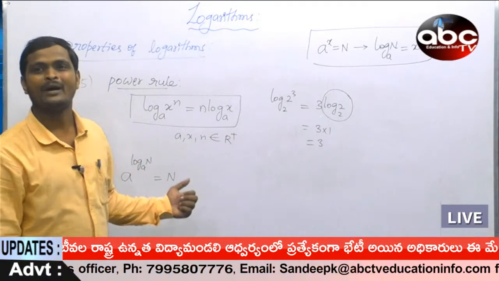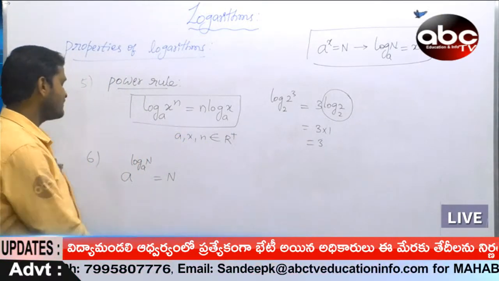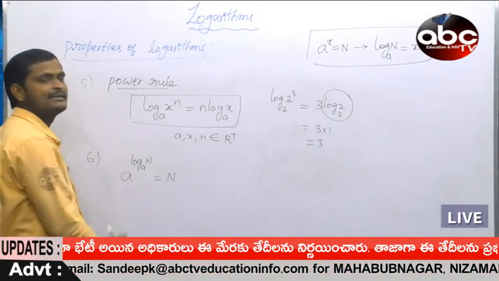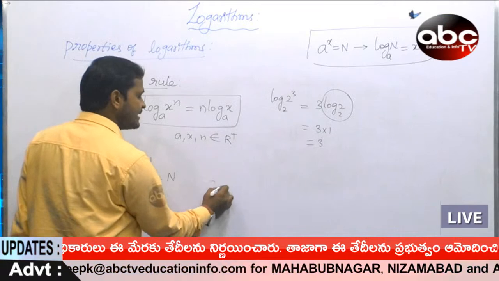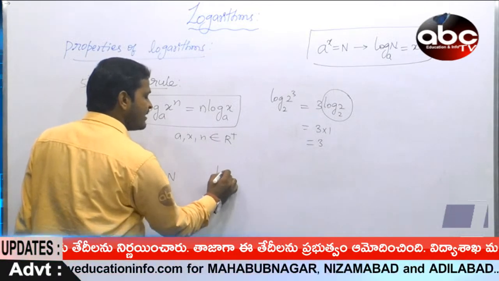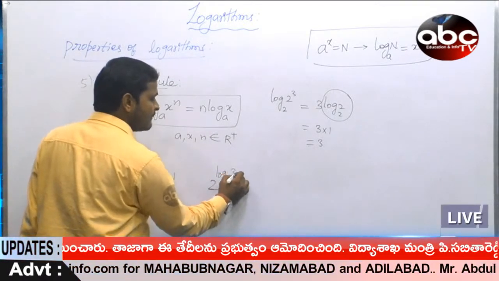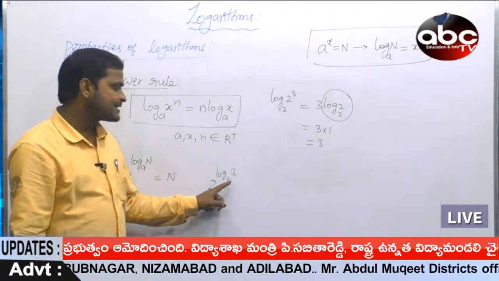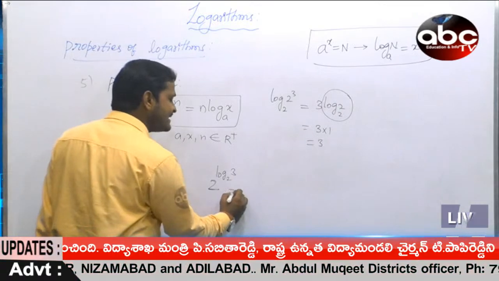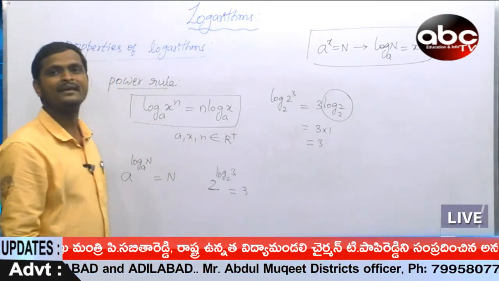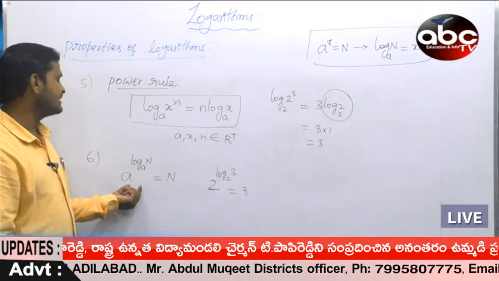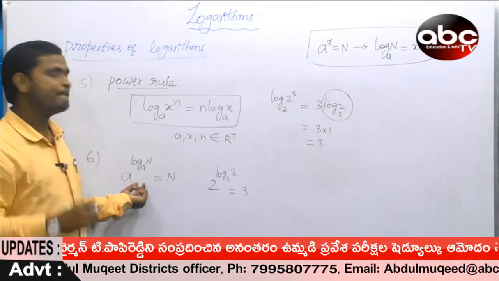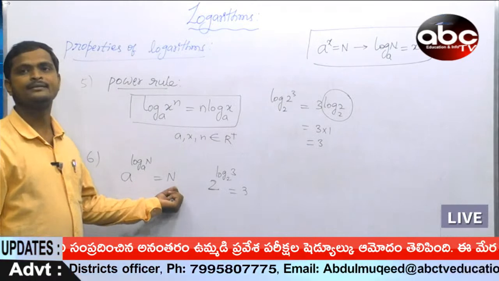Then 3 into 1 is equal to 3. That is the power rule. Then next one, a power log n base a, you get n. For example, you can take 2 power log 3 base 2. Then what is the answer here? 3. Simply you can write 3 by using this property, a power log n base a is equal to n.